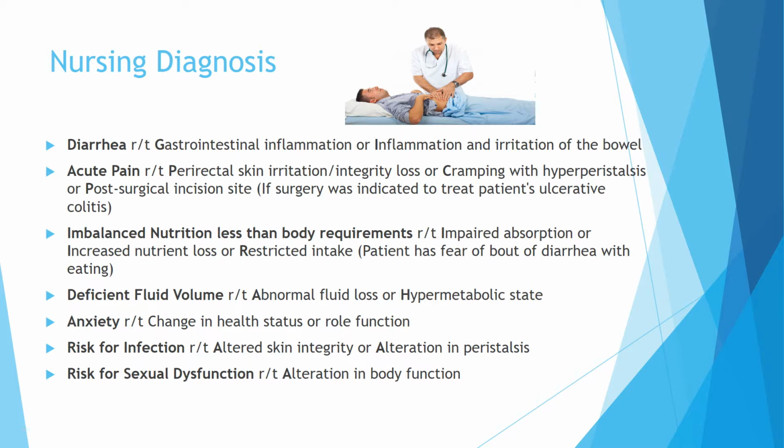Imbalanced nutrition also has a few different options for related to's. You're going to have impaired absorption because it's moving so quickly through the bowel, and you're going to have nutrient loss as well.